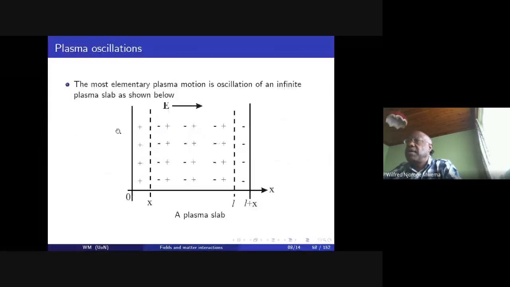Now, the most elementary plasma motion would be an oscillation of an infinite plasma slab as shown below. That is, we are taking a slab and we see that we have positive on one side and negative on the other side, and we are looking at how they will be oscillating around there. So what we are going to say is that we'll displace the charges slightly to the right by a distance x, and then release them. That is, release the forcing function, and see how the plasma relaxes back.